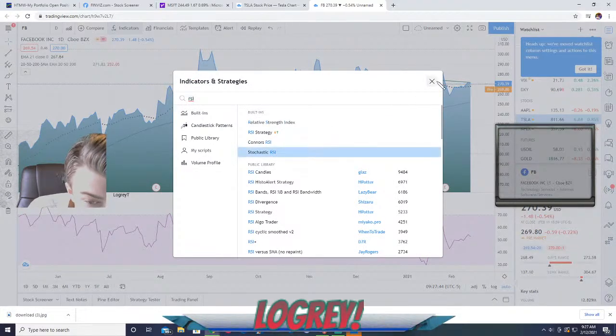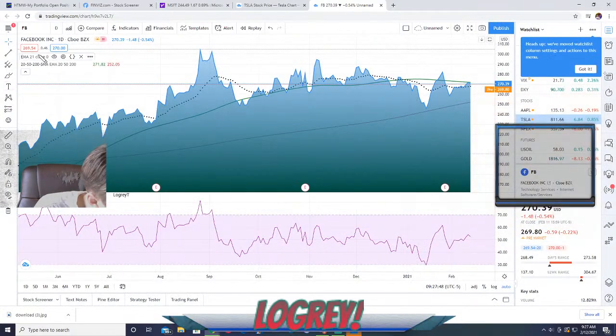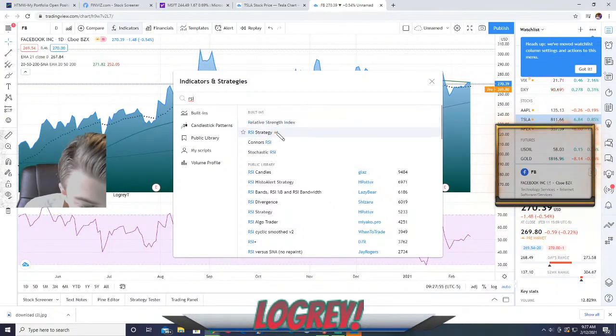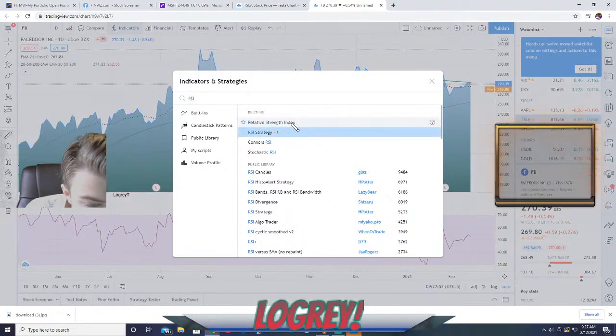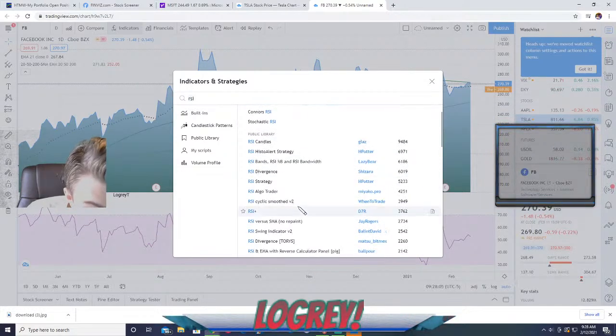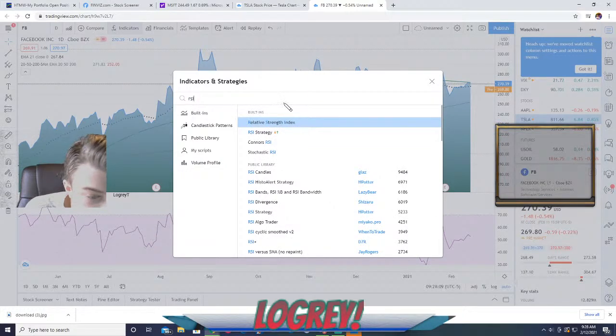Stochastic RSI. I only have 2. Huh, maybe it's just a premium one in general. No, it's built in, so I feel like, oh, public library. Let's see. RSI, I'm looking for Stochastic RSI.